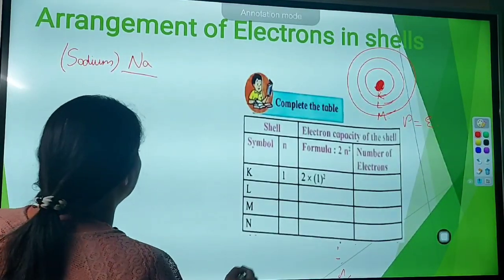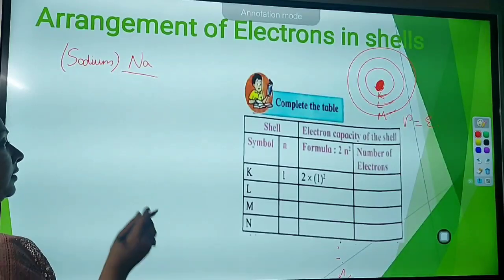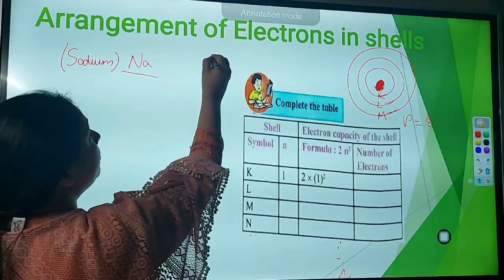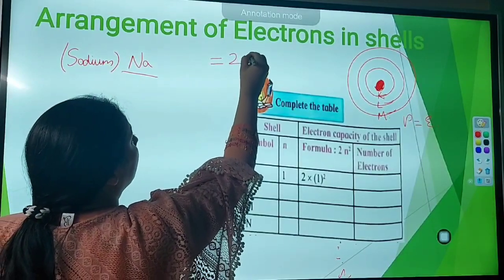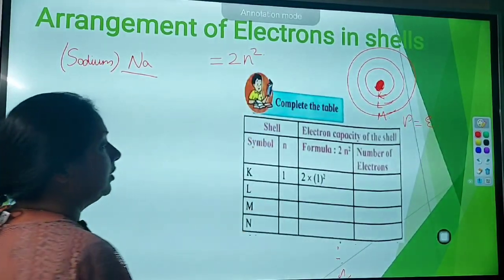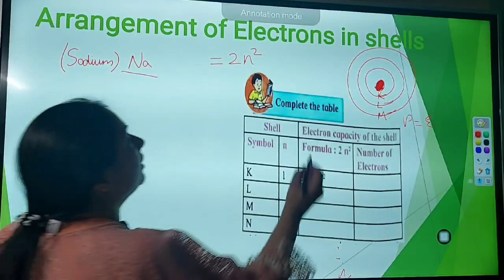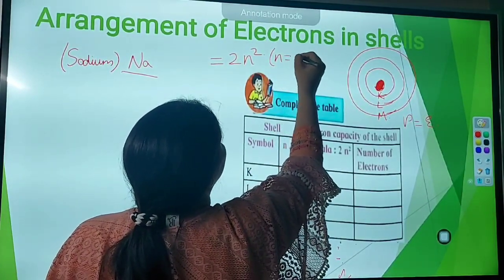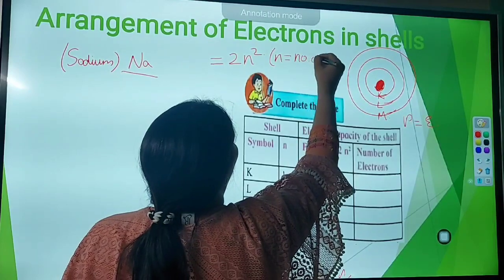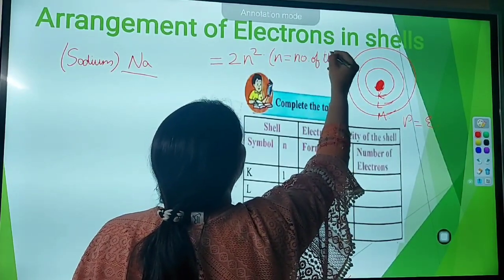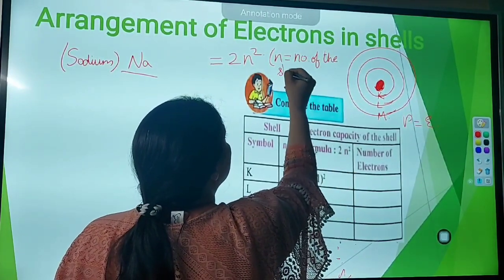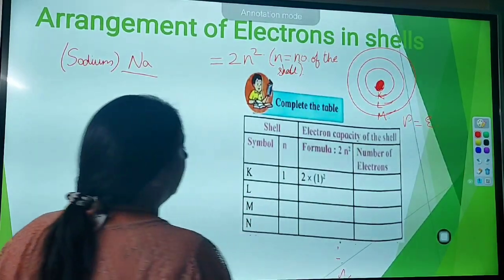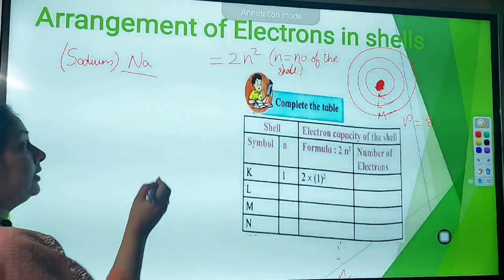Okay, now children, there is a formula. Which formula? The formula is 2n². 2 we understand, but what is n? Where n is equal to the number of the shell. Okay, now let's take the sodium atom.